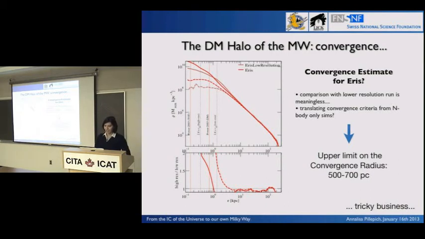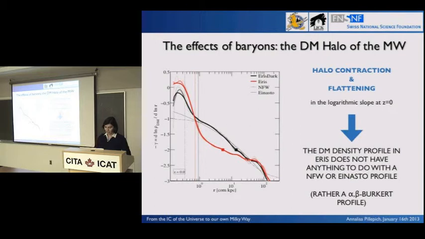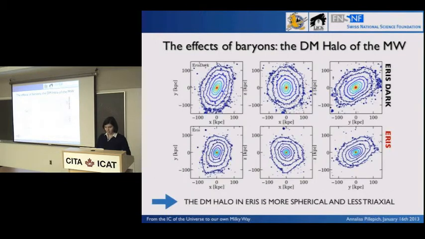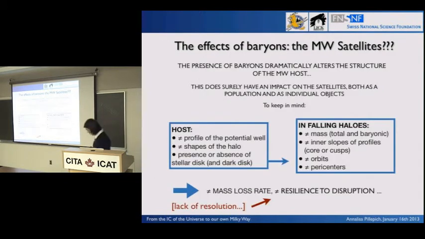Well, anyway, I've studied how this core evolves in time, and so on and so forth. But it's not my main interest, because maybe you also find it more interesting to see what the effects are of running the same object with baryons in terms of the satellite population. So the presence of baryons dramatically altered the structure of the host halo. And this must have an impact on the subhalo population, and especially on the ones that survived at redshift zero.